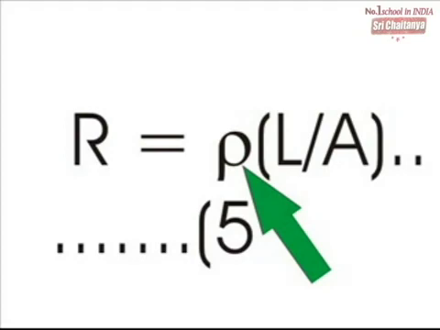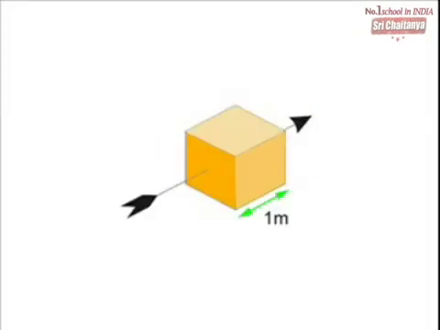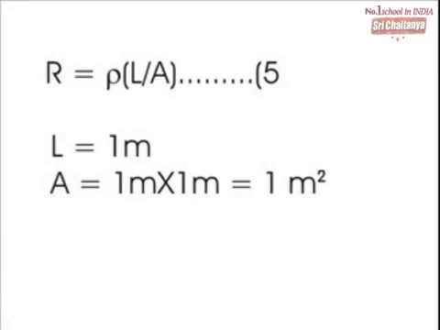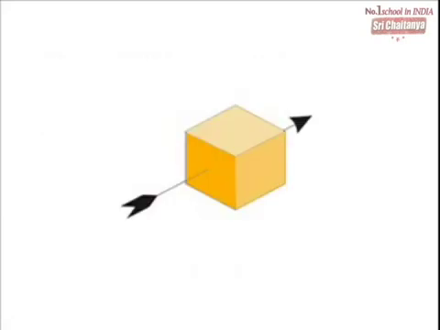To determine the nature of constant rho, let's imagine the conductor has length L equal to 1 meter and cross-sectional area A equal to 1 square meter. That means the conductor becomes a cube whose edges are each of length 1 meter. Now putting the value L equals 1 meter and A equals 1 meter square, then R equals rho. Hence, resistance of a material of unit length having unit cross-sectional area is defined as the resistivity or specific resistance of the material.